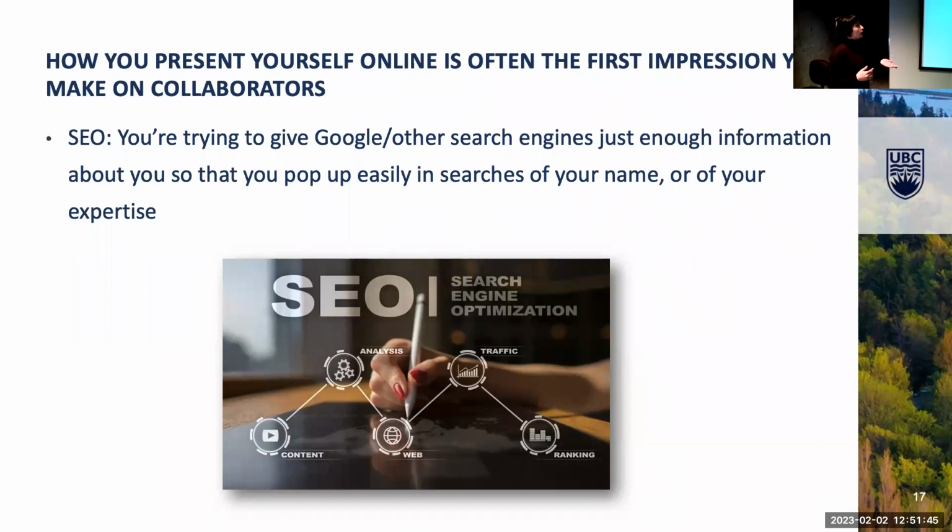So how you present yourself online is often the first impression you make on collaborators. There's a really good reason for why you should have a digital presence. People are Googling you. People are just trying to find out information of how to contact you, where you're situated, what's the kind of work that you're interested in doing. So even if you're not very comfortable with having all of your information available online, there are ways to offer just the right amount of information so that you will come up in search engines.